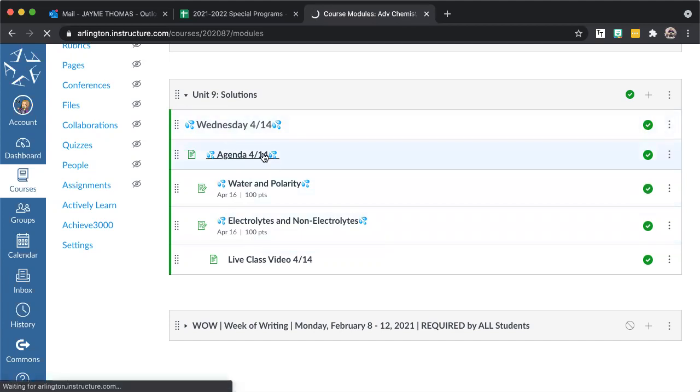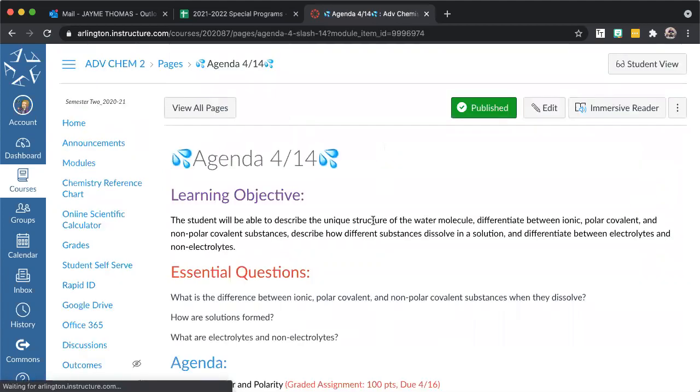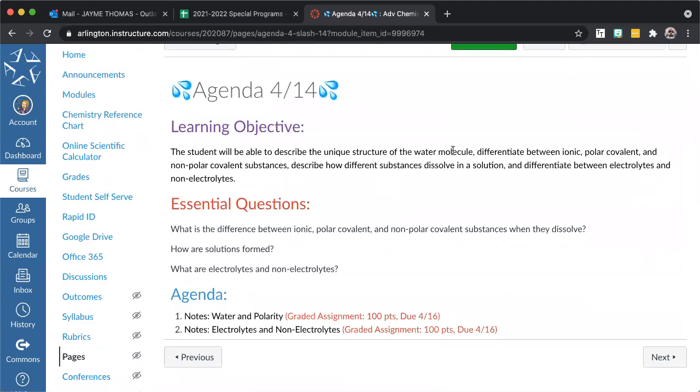So when you look at today's agenda, we're going to talk about the structure of the water molecule, and specifically about what makes water unique, because obviously we drink water, water's in our cells. It helps a lot of things function. It's also in the environment, like rivers and lakes, and in the oceans. And water is important because that's how we can have life on Earth.